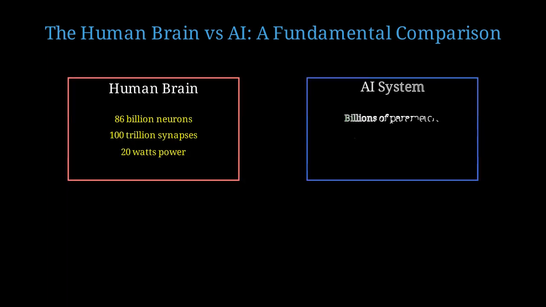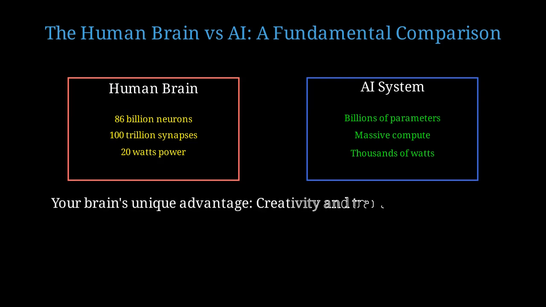The human brain has 86 billion neurons with about 100 trillion synapses running on just 20 watts of power. Modern AI systems have billions of parameters and require thousands of watts. But here's the key insight. They excel at different things. Your brain has something AI struggles with: true creativity, emotional intelligence, and incredible transfer learning. You can learn a concept in one domain and apply it to completely different situations.